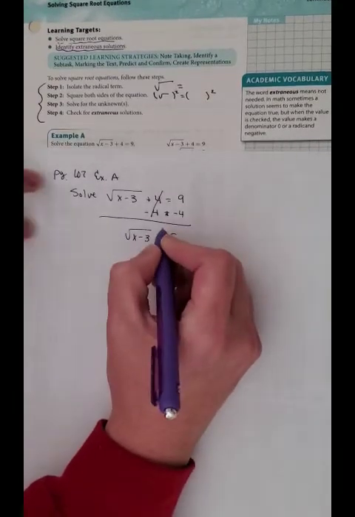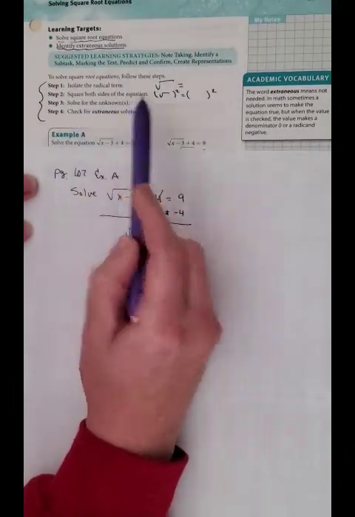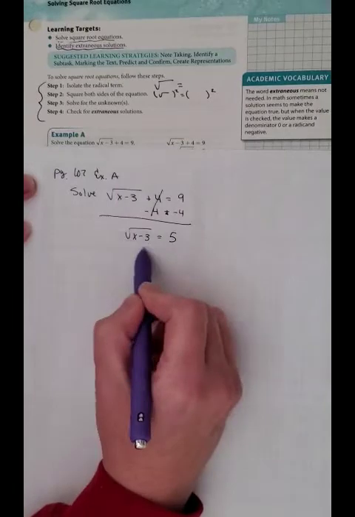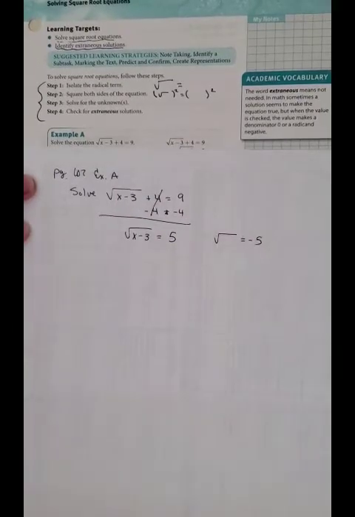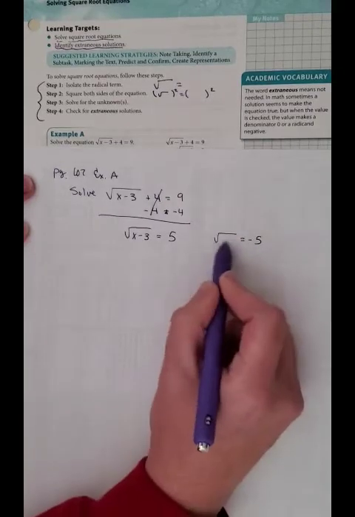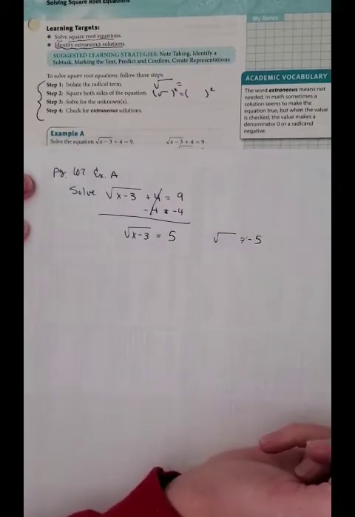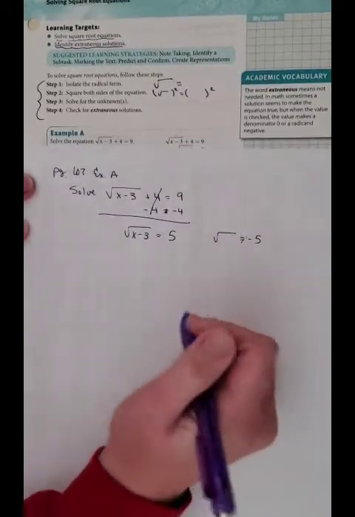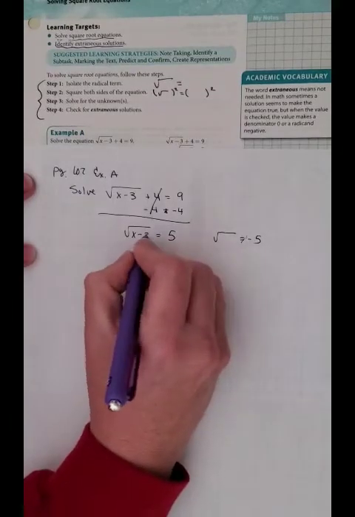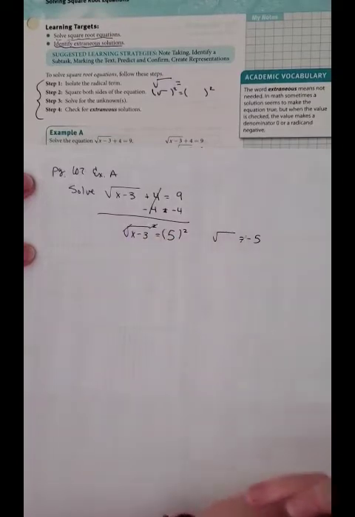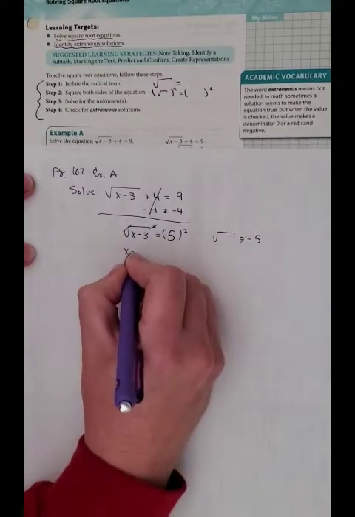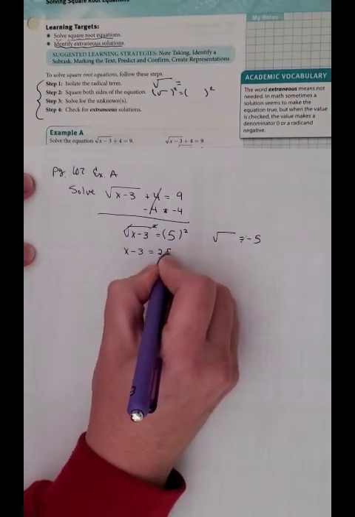All right, and then it says next I would square both sides of the equation. So at this step, by the way, if you get something like the square root equals a negative value, you can stop because that's not true. A square root cannot equal a negative. So you can stop, there's no real solution. All right, so we're going to square both sides. Squares and square roots are inverses, so we get x minus 3 equals 25.